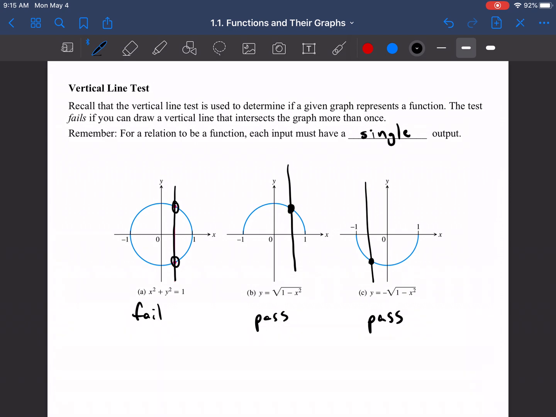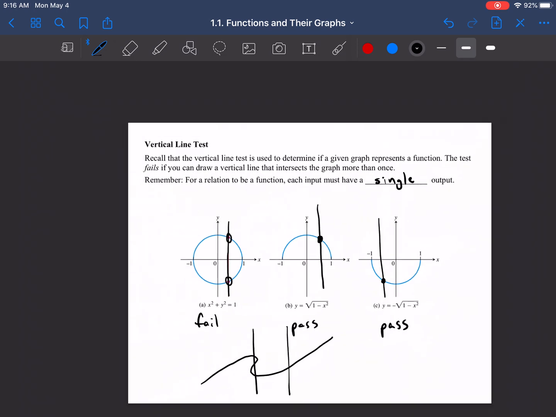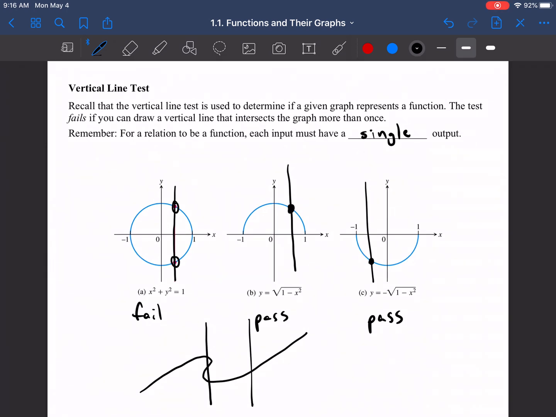And it only has to hit it in two places in one spot. So you could have a graph that did something like this, and you say, oh, okay, if I draw a vertical line here, it only hits it once. Well, that still doesn't mean it passes, because over here it hits it more than once, and therefore it fails. It only has to fail once in order for it to not be a function everywhere.